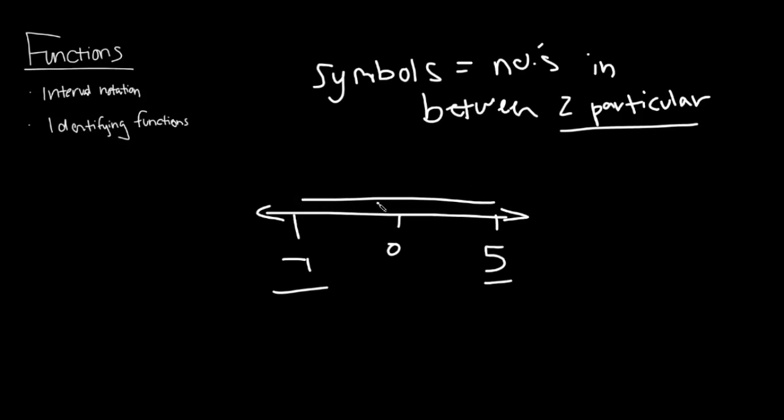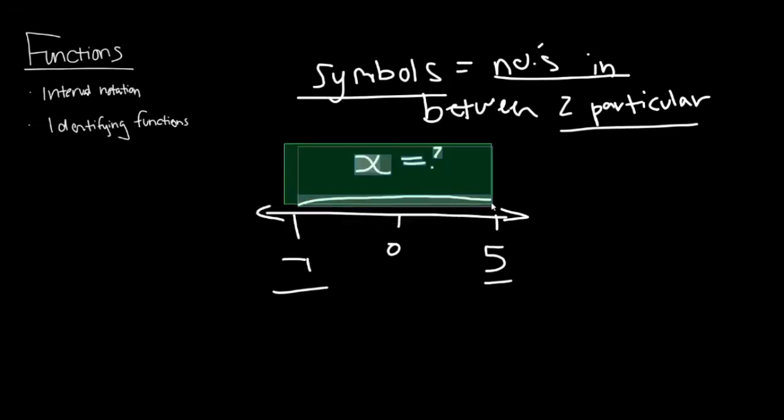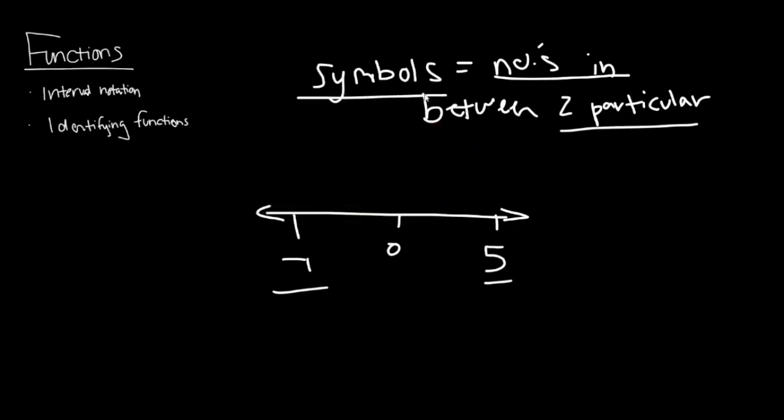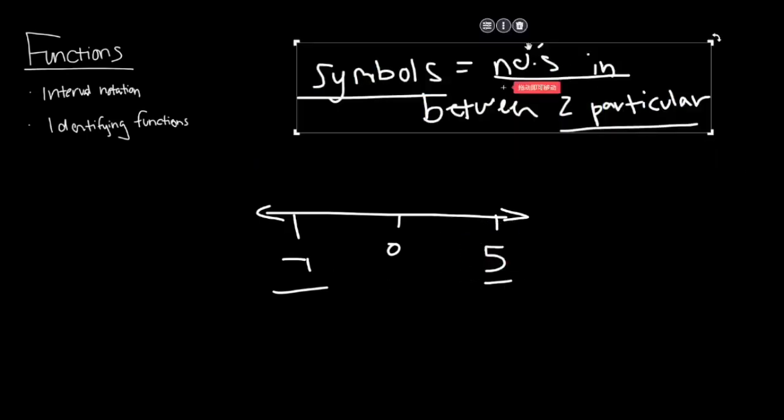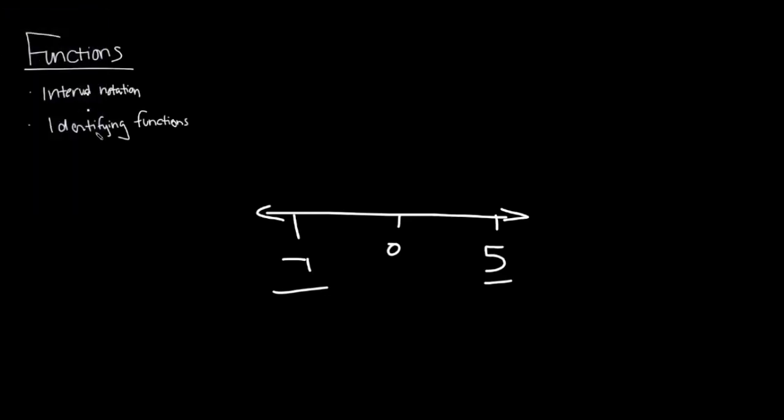So basically, we're going to use symbols that tell us the numbers that x can be equal to between these two particular numbers. So x can be the numbers between these two particular numbers. So that's basically what interval notation is. It's symbols that tell you what x can be for the numbers in between two particular numbers, which are the 5 and -1. But anyways, I might be confusing you, so let's just get right into it.